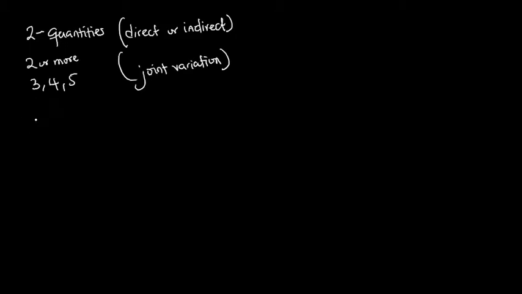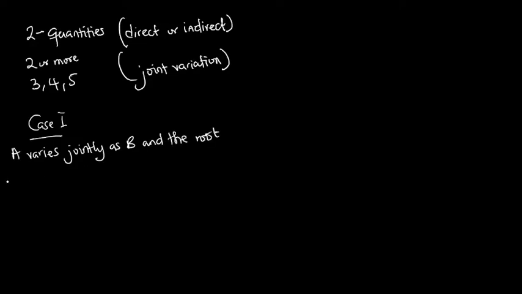So let's look at case 1. I have A varies jointly as B and the root of Z. So we have A varies jointly as B and the root of Z. Now this expression can be written in a mathematical form.